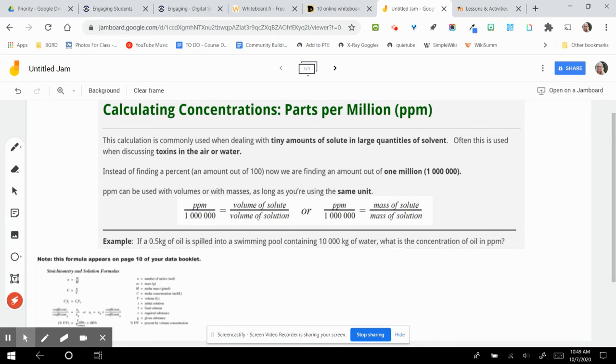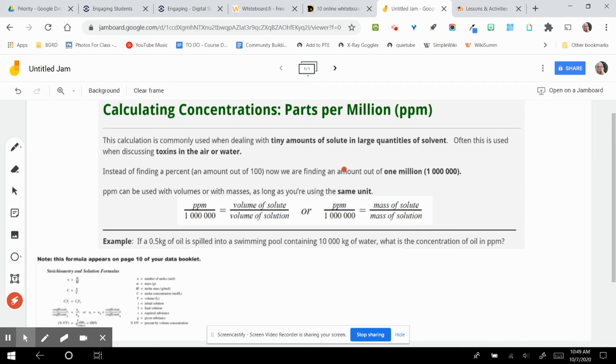Okay, so same formula as before, and the bonus with this is we can do parts per million with masses or with volumes. It doesn't matter as long as they're in the same units. So if we're dealing with masses, as long as they're both in kilograms or they're both in grams, or if we're dealing with volumes, as long as they're in milliliters or liters, we're good to use these formulas.